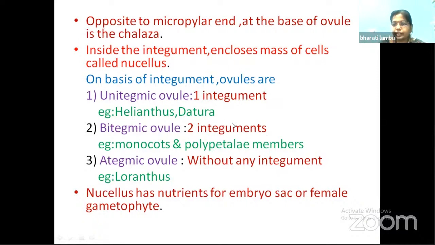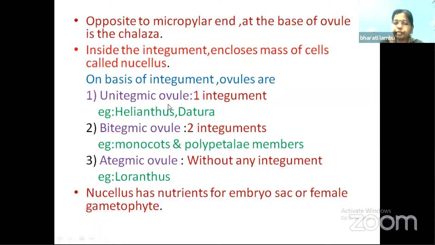So outer integument is present, inner integument is present. Example for that is monocot and polypetalae members. Monocot means you can take rice, wheat like that. Polypetalae members means you can take the hibiscus, that is the shoe flower. So in them, how many integuments are present? They have two integuments, outer and inner. It is called a bitegmic ovule.